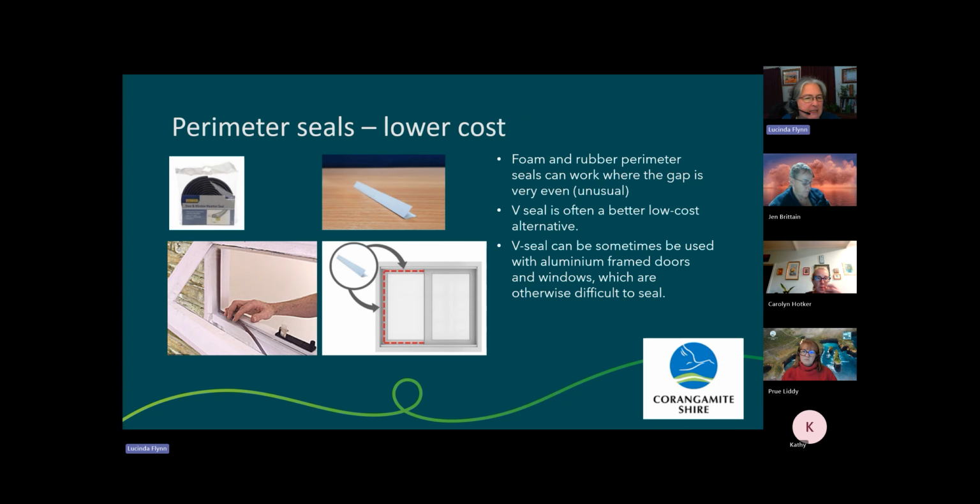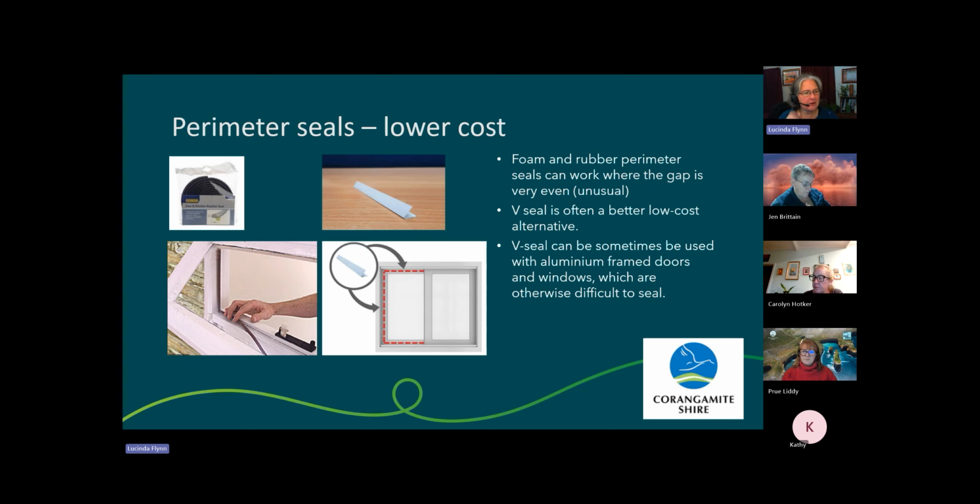Now, with the perimeter seals, the cheap seals are either foam or rubber from a hardware store. So that's this sort of thing that you get in a roll. Now, they can work fine. If you've got very even gaps where your doors or windows close, then they're perfectly fine. The trouble that you can come up against with them is that because they have a certain thickness, you can buy different thicknesses, but usually the gaps in your doors and windows aren't going to be just one thickness. They're probably going to be 6 different thicknesses.